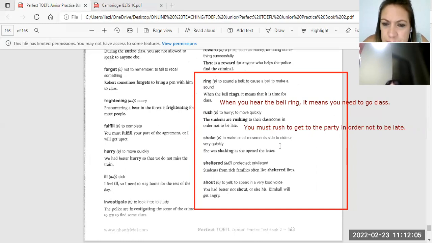I don't understand this word. To make small movements side to side, that's shake. And this is shake, when I shake. It's movements from side to side. She was shaking when she opened the letter, or I shake the bottle. Shake the bottle. It's movements.